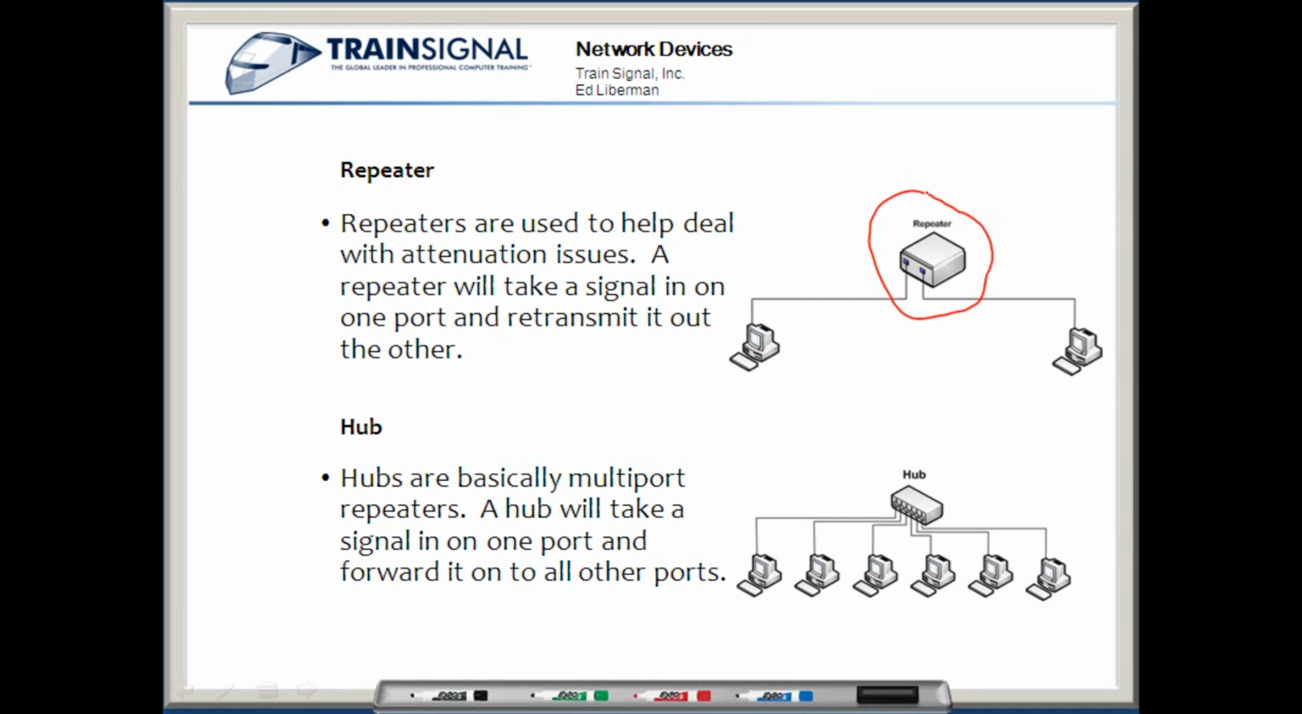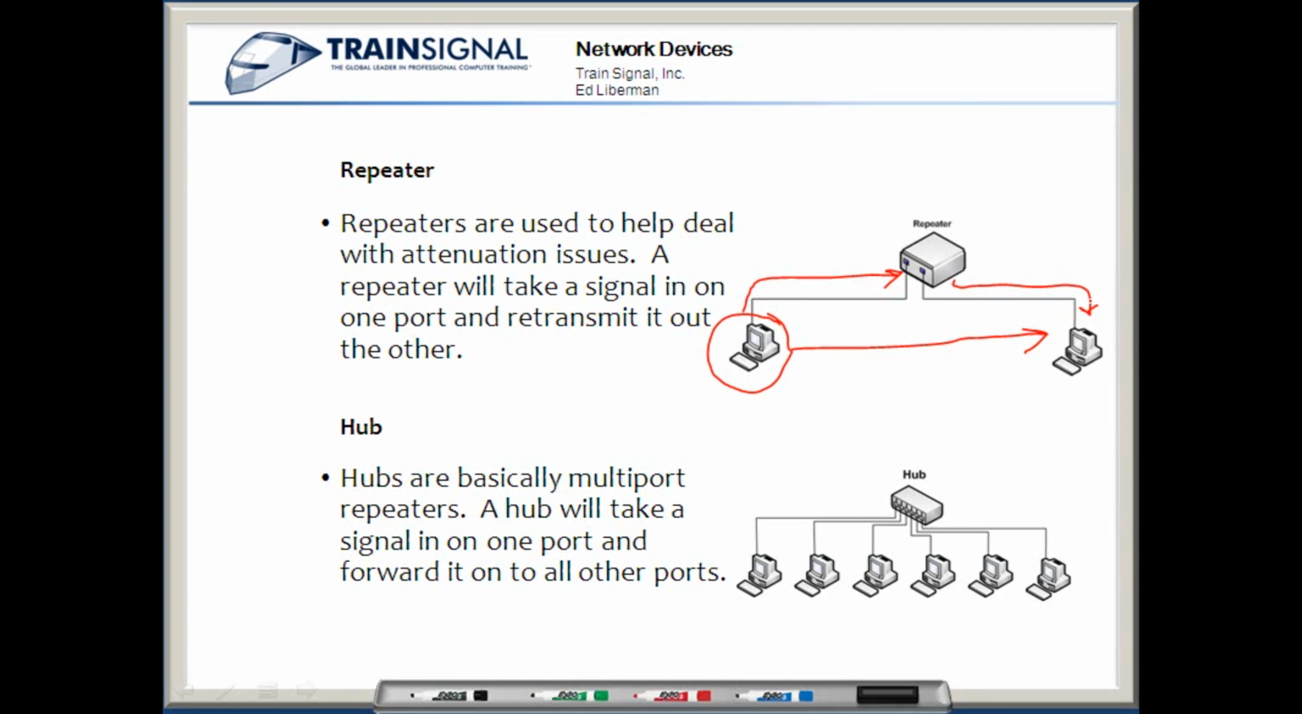So a repeater is nothing more than a device that takes a signal in on one port and retransmits it out the other. In other words, if this computer here wants to communicate with this computer over here, but it's too far away to receive that transmission successfully, then we have to implement a repeater so that the computer can send it, and the repeater will hear the signal and then retransmit it again so that it can make it the rest of the way to the receiving computer.